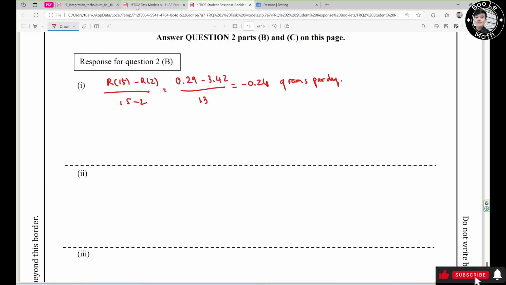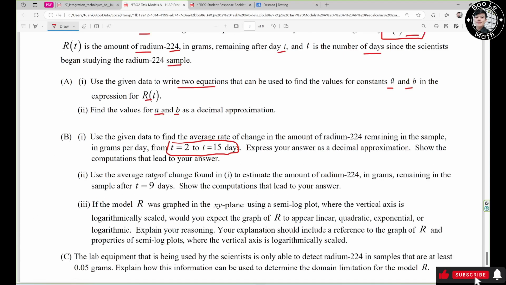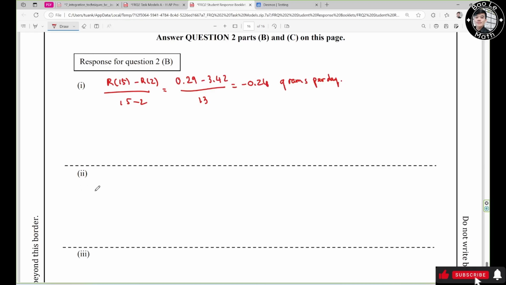Alright, question B. Should I use the average rate of change found in part A to estimate the amount of radium 224 in grams remaining in the sample after t equal 9? So basically, you need to write the linear function in the point slope form. So we have y minus y1 equals m times s minus s1.